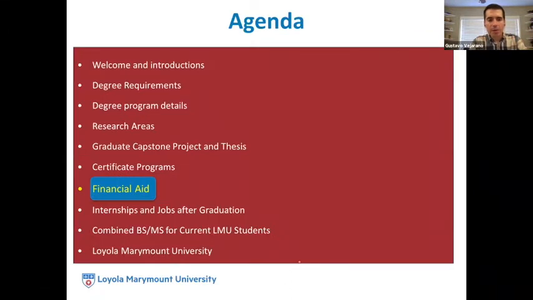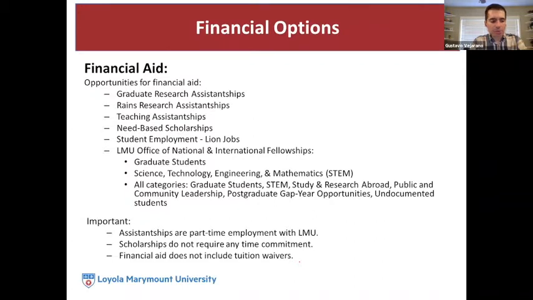Financial aid. There are different opportunities for financial aid, most of them depend on the academic performance of the student and the availability of funds. So we have graduate research assistantships. These are part-time jobs in the university, and the student would work on a research project of one of our faculty members. These can vary from 5 to 20 hours per week.